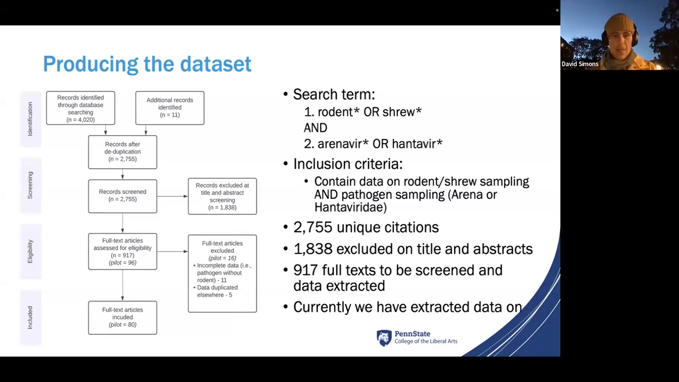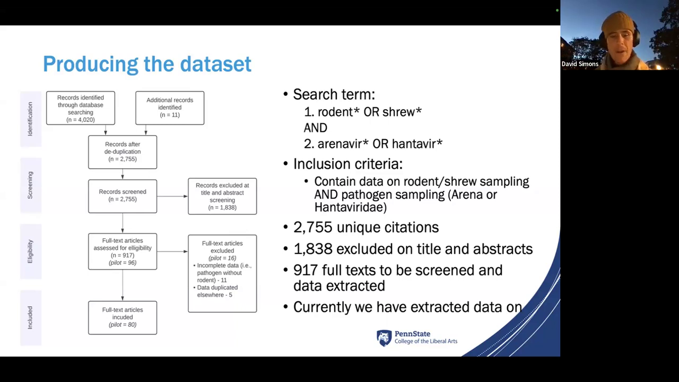So this is how we've gone about this. Started off with a very basic, simple search term, anything that mentioned rodent or shrew, and anything that mentioned arenavirus or hantavirus, but these were all expanded terms. So, for example, rodent includes all the species of rodents, shrew includes all the species of shrew.